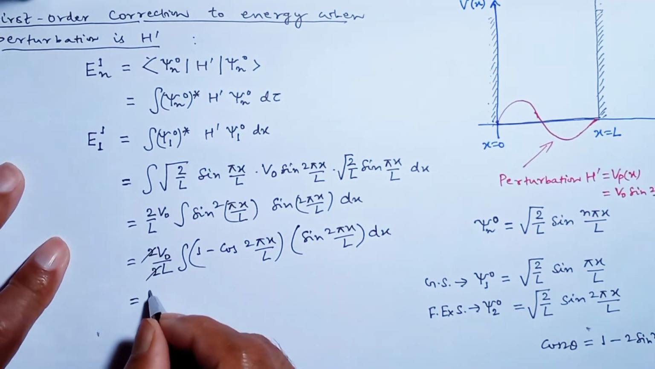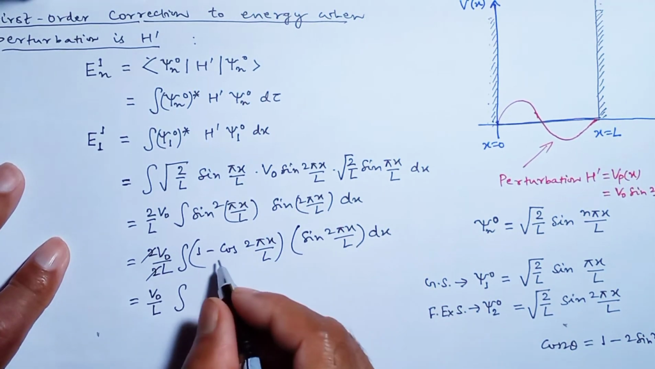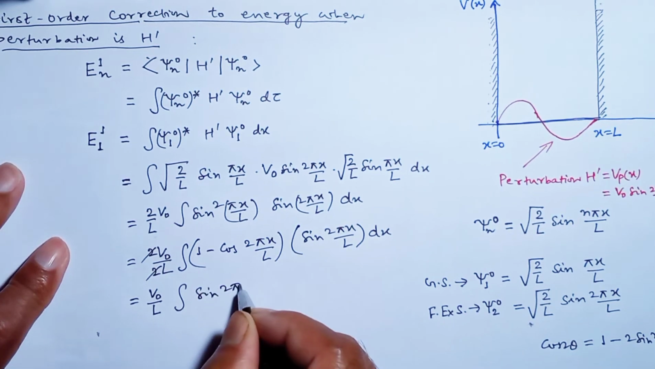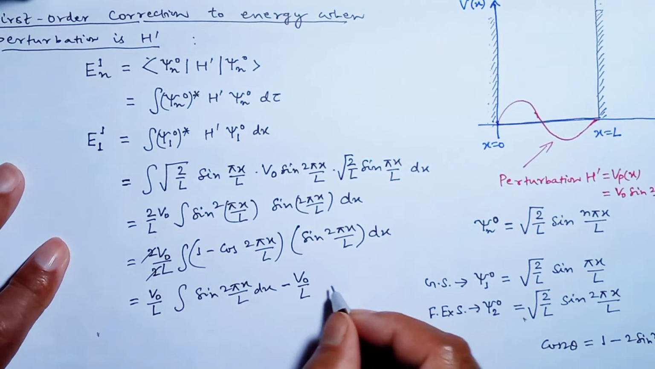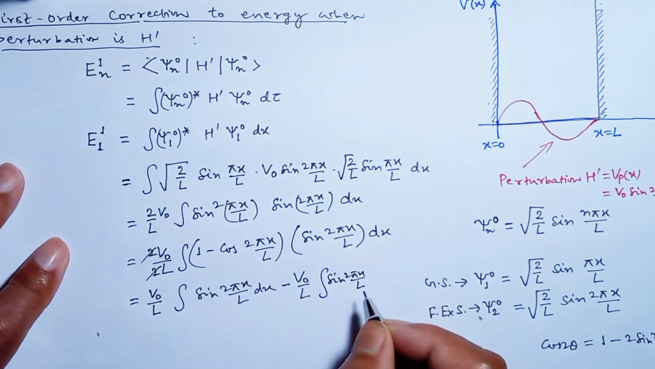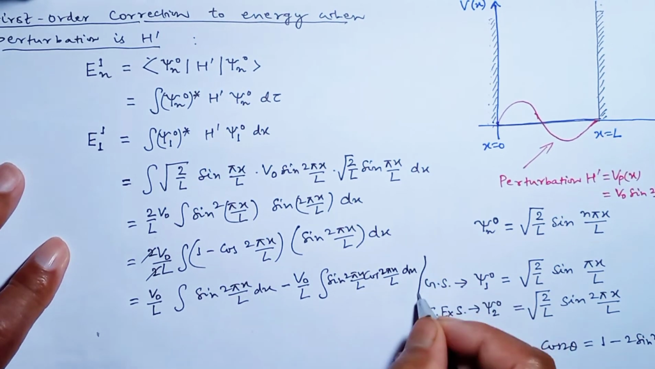Cancel 2 by 2, so it is V0 upon L, and multiplying these terms, it is integral of sin 2 pi x upon L dx minus V0 upon L integral of sin 2 pi x upon L cos 2 pi x upon L dx.